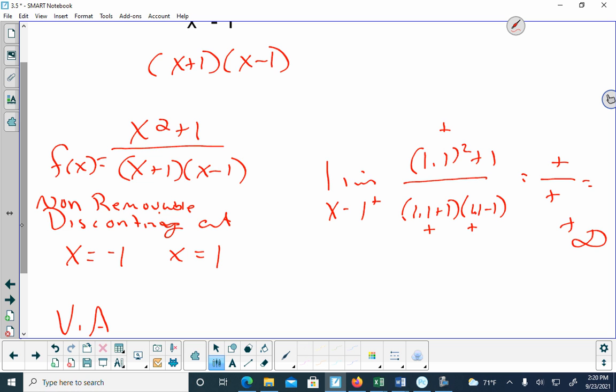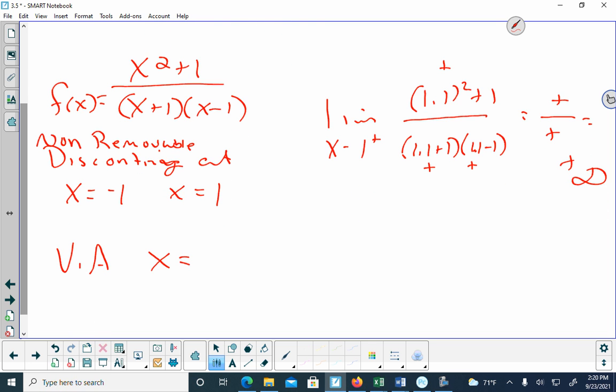Do you want me to do from the left? We're good? So I'm going to have positive infinity. That's my vertical asymptote. So my vertical asymptotes, I'm going to have two. They are x is equal to -1 and x is equal to +1.